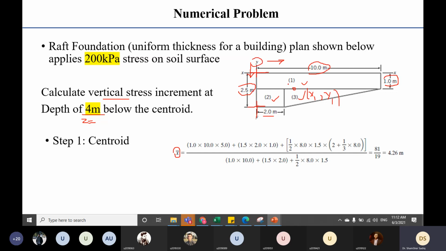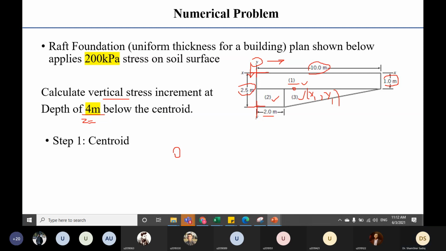For example, the moment of area 1 about the y-axis, who will tell what it will be? Mehran? 10 into 5. Anyone else? 5, sir. What is 5? 5 is the length. So, okay, area 1 is 10 into 5. Area 1 will be 10 multiplied by 1, multiplied by the moment arm of area 1, which will be 5 meters, from here to here.